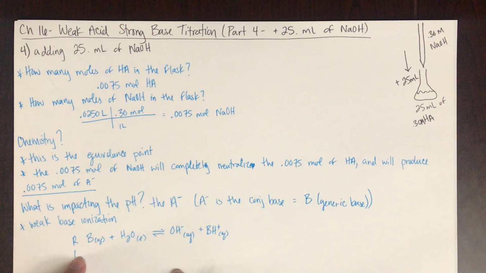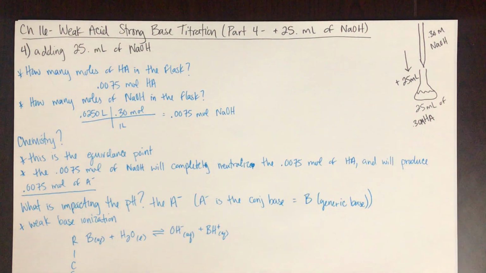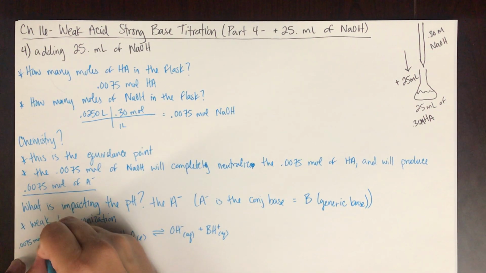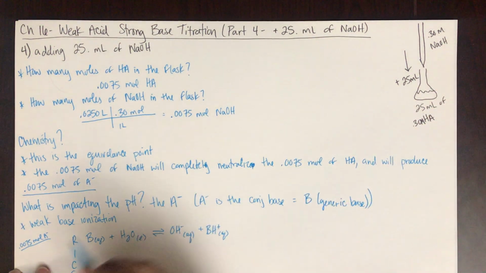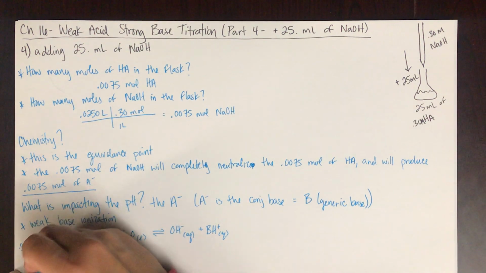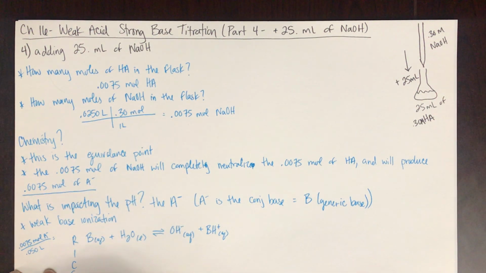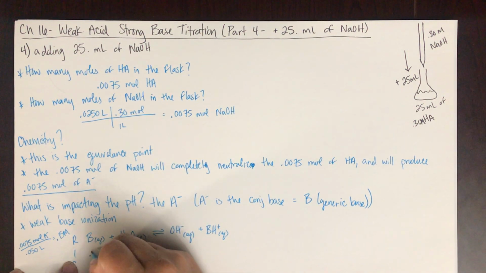Okay, so what is the initial concentration? The initial concentration is not 0.0075, because 0.0075 is the number of moles, not the concentration. So let's just do this over here. If I have 0.0075 moles of A minus, and I have a new volume of 50 milliliters, or 0.050 liters, that means my concentration is going to be 0.15 molar. So that's my initial concentration, 0.15.